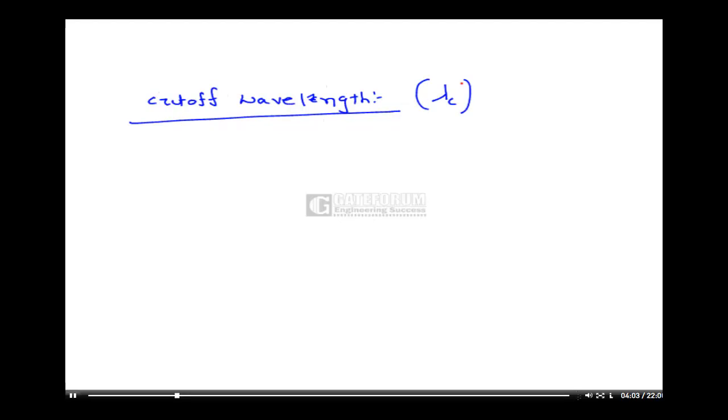Cutoff wavelength is defined by lambda c. You know lambda c, what is the relation between lambda and f? Lambda is equal to c by f in general. So lambda c is equal to c by fc, where c is the phase velocity of a uniform plane wave in free space, and fc is the cutoff frequency.